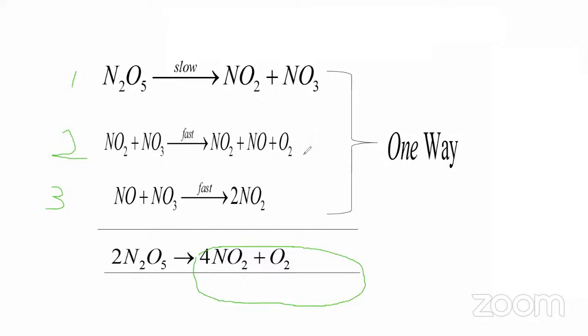And 1, 2, 3, they are explaining the way the reaction occurred. And 1, 2, 3 form the mechanism of the reaction. They describe the way the reaction occurred. It gave me the molecular events of what is happening to the reactant, that is the nitrogen pentoxide, to give nitrogen 4-oxide and oxygen. So it's very clear to you now.